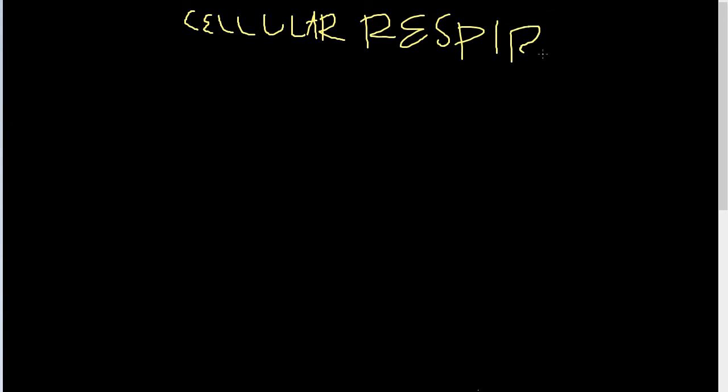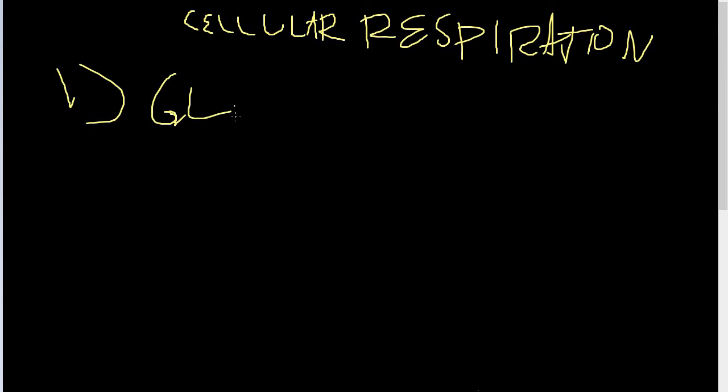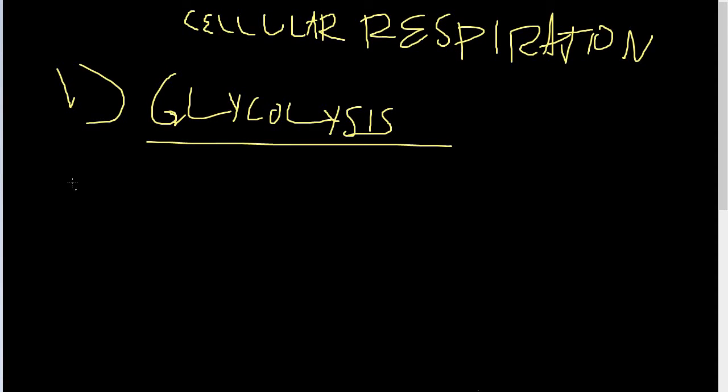Alright, so obviously I'll be talking about cellular respiration. There are three main steps in cellular respiration, the first of which is glycolysis. And so glycolysis begins with glucose, and I'll put a G there just for shorthand.